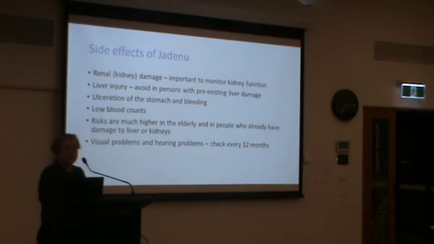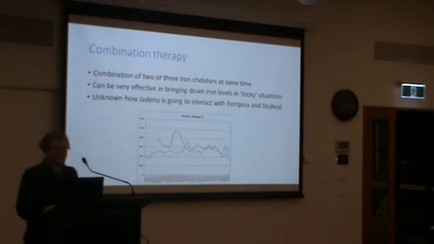So the side effects that we've already talked about: there is still some ulceration of the stomach and bleeding, but it's not as high as with XJ. The low blood counts are still a problem, as with XJ, as is kidney and liver trouble. Kidney and liver troubles are much more problematic in people who are more elderly, and that's the same with XJ as well. And the visual and hearing problems are still a problem as well.